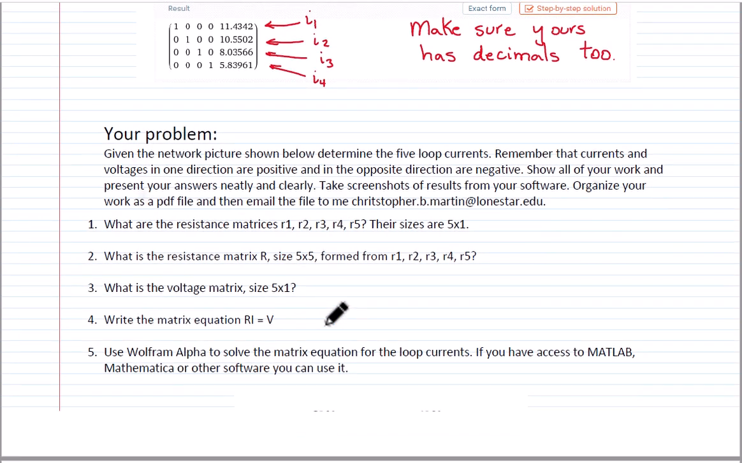So our problem, you're going to tell me your resistance matrix again. What is R1, R2, R3, R4, R5? What does the 5 by 5 matrix look like? What is your voltage matrix? Write down your matrix equation and then solve it and take a screenshot of your solution.